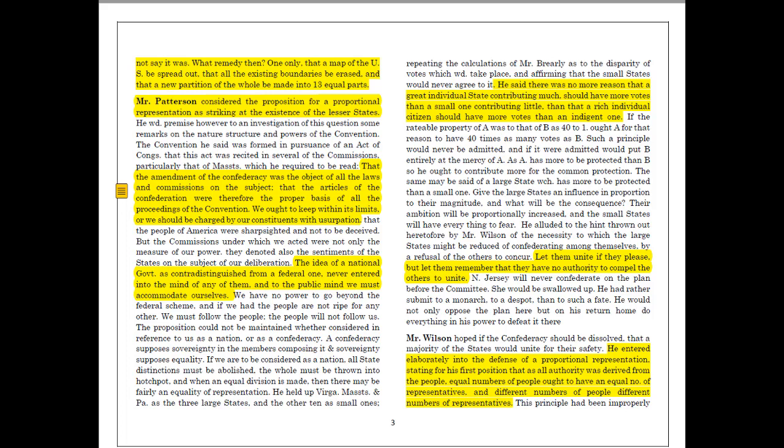Patterson is not so much personally worried about that because his main point is we're not even going to proceed with this discussion if you guys don't give up this proposal in the final highlighted passage. Let them, that is the big states, let them unite if they please, but let them remember that they have no authority to compel the others to unite. That is to say, we small states are just going to walk out of this convention, and you guys are going to be left under the Articles system. There are more of us than you, and we can shut this thing down anytime we like.